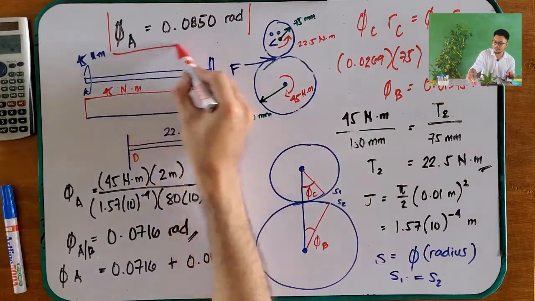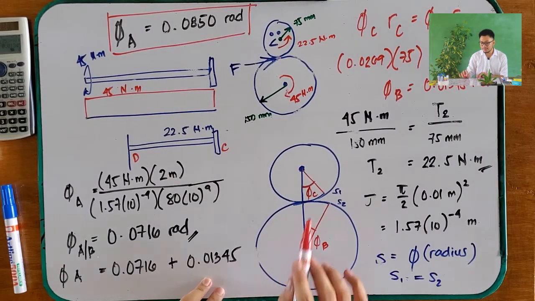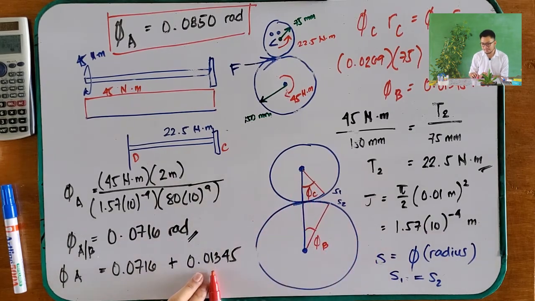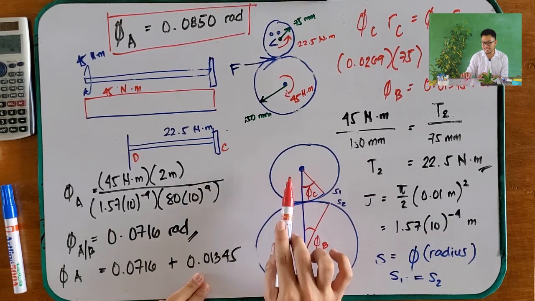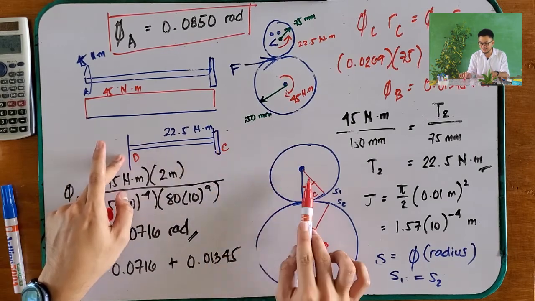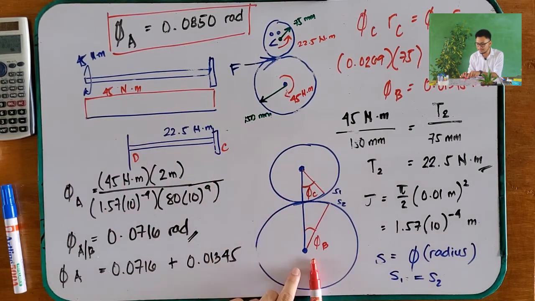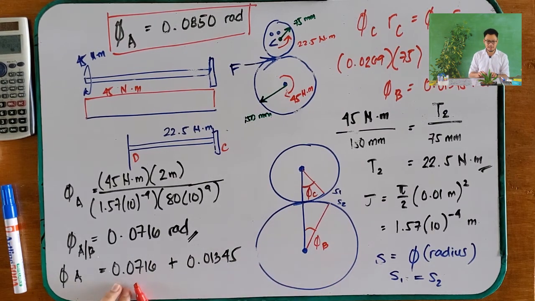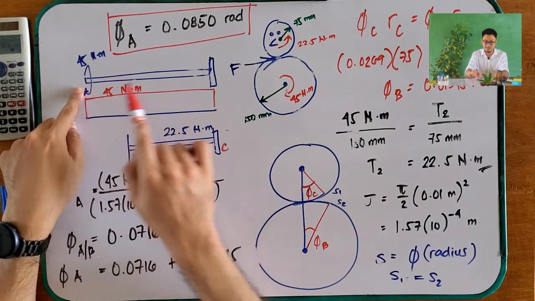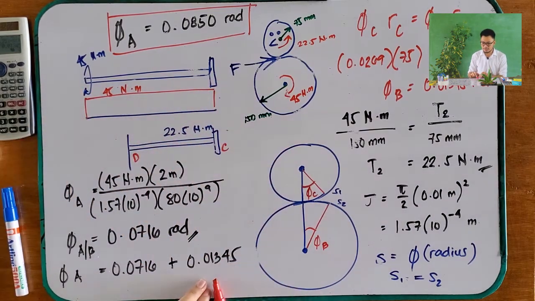Did you understand our solution? Did you get why we added? Again, the 1345 is the rotation because of our segment DC. And in rotating, it rotates our gear B. And when our gear B rotates, it produces an angle of twist of A with respect to B, so we add the two. And we have this final answer.